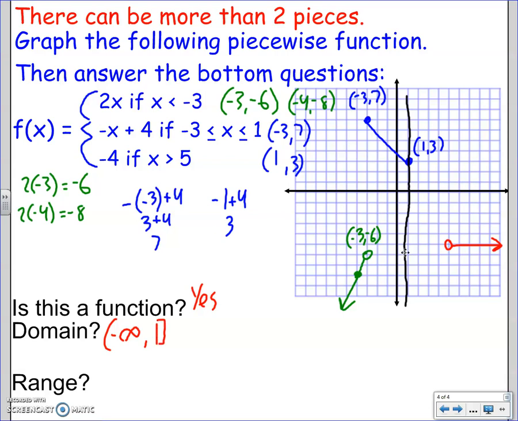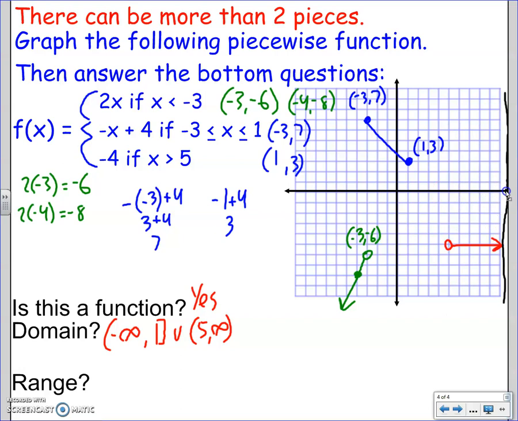Then we have a gap here from 1 to 5. There is no x values used. You can't give me a point for 2 comma anything or 2.5 comma anything or 3 comma anything. All right, so we start again here when x is 5. So I'll say union. X is 5 and 5 is open. How far right does it go? +infinity. So when there's a gap, you have to use a U for union.